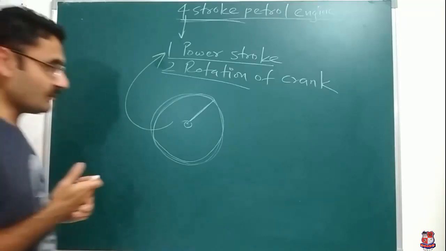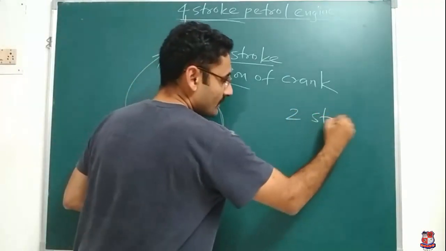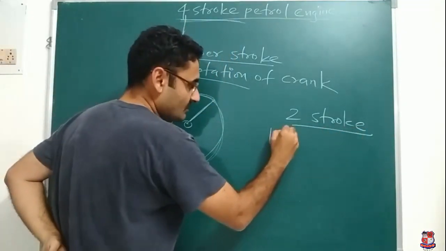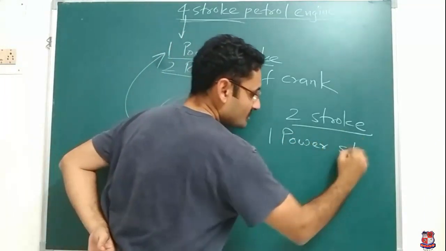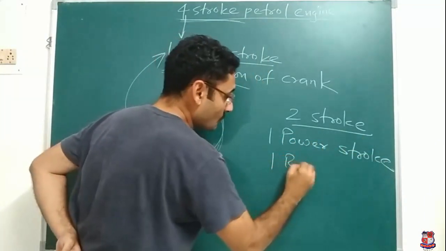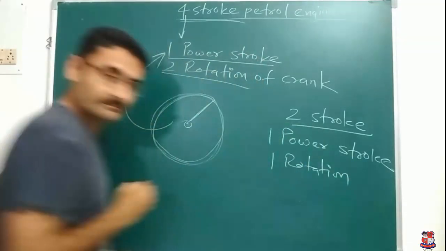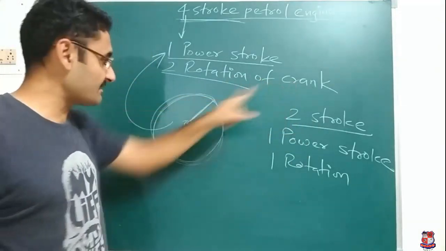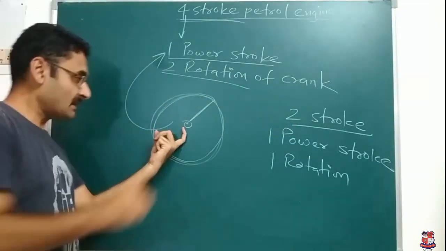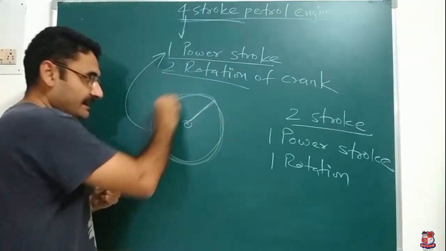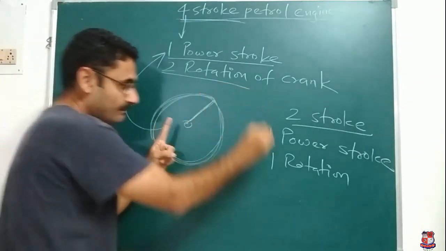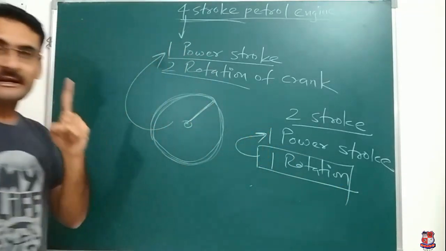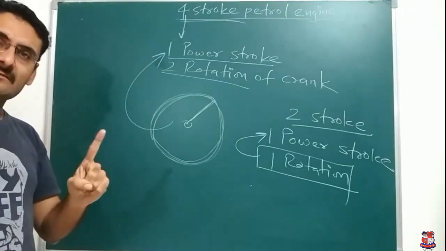Now if you want to understand the meaning of 2-stroke engine, how can I explain it? Same definition. It is such an engine in which we will get 1 power stroke by the complete 1 rotation of the crank. Once again, crank is a piece of a rod which is fixed at one of its ends. Crank is rotating. When it completes its 1 rotation, within that 1 rotation you will get 1 power stroke. That is the working of a 2-stroke engine.